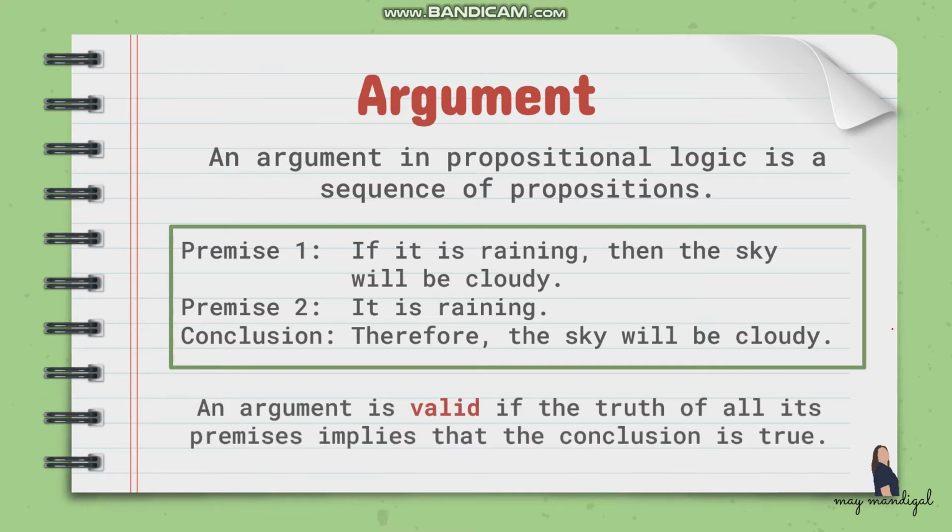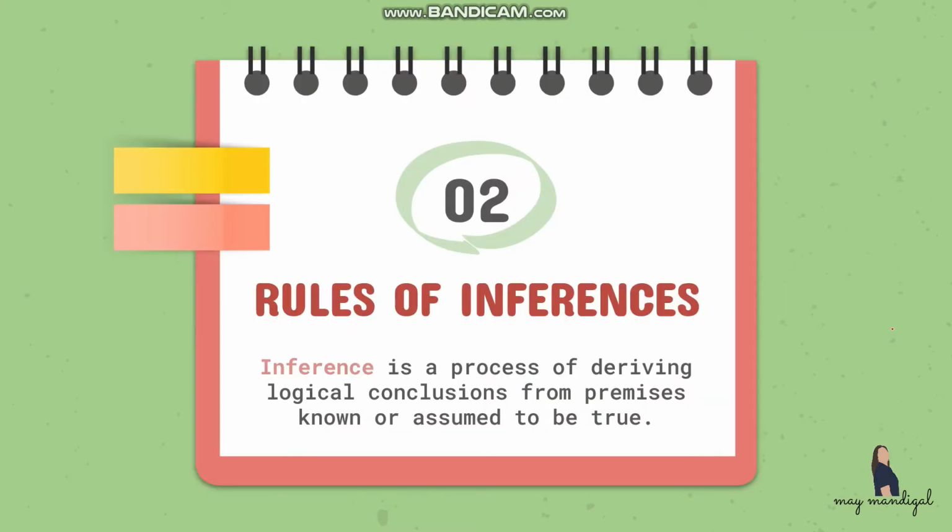An argument is valid if the truth of all its premises implies that the conclusion is true. So in an argument, we assume that the premises are true and it should imply a true conclusion as well. Now, in order for us to write a conclusion, we have what we call the rules of inferences. So what is an inference first? It is a process of deriving logical conclusions from premises known or assumed to be true.